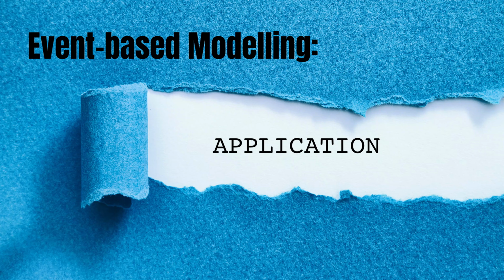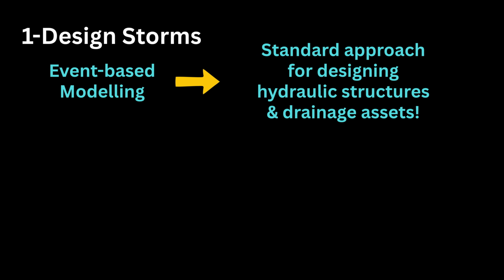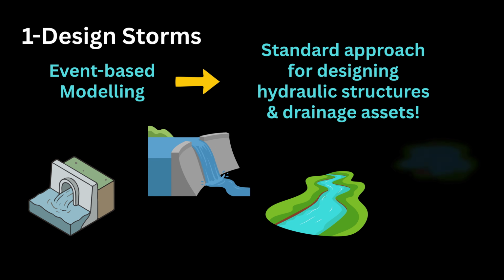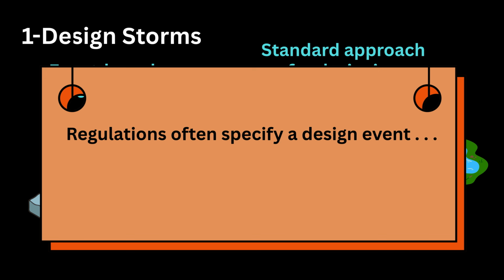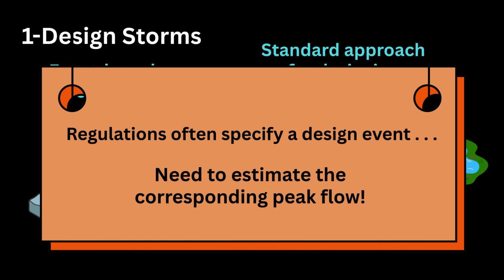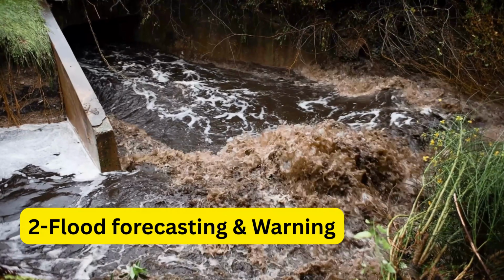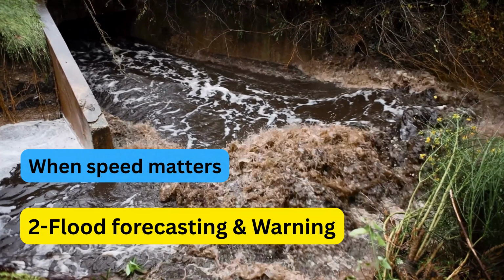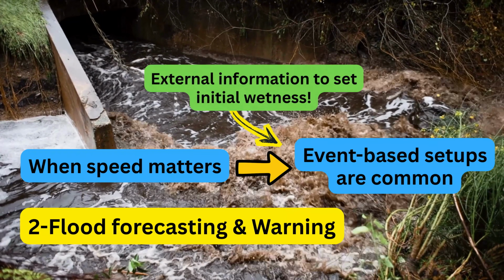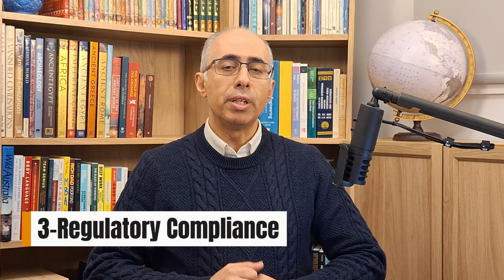The event-based modeling is well suited for the following applications. First, design storms. Event-based modeling remains the standard approach for designing hydraulic structures and drainage assets such as culverts, spillway, floodways, and detention basins, because regulations often specify a design event for which we need to estimate the corresponding peak flow. Second, flood forecasting and warning. When lead time is short and speed matters, event-based setups are common, often with external information to set initial wetness. The third one is regulatory compliance. Many regulatory applications specifically require event-based analysis. Examples are post-development runoff control, floodplain mapping, dam safety, and environmental flows assessment.